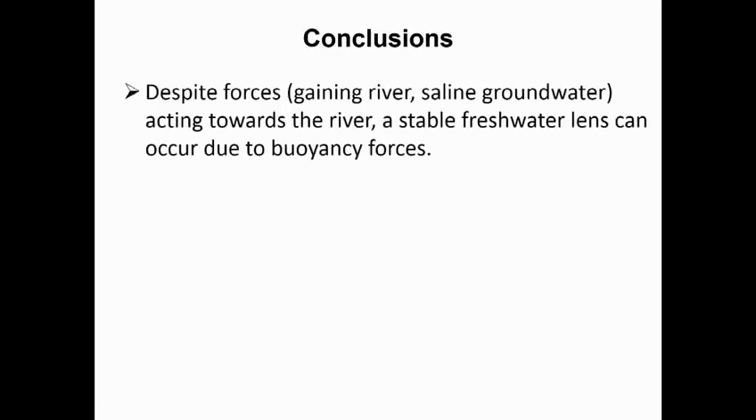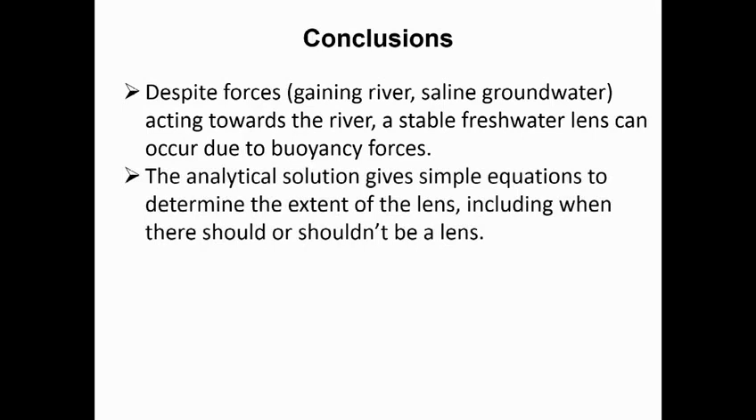Okay, so conclusions, who cares? Well, here's the reason why you might want to care. Despite the forces being in a direction that you would figure there should be no freshwater lens, with a gaining river, saline groundwater acting towards the river, in fact, a stable freshwater lens can exist there due to the buoyancy forces. The analytical solution gives us some simple equations to get a first kind of estimate at it.